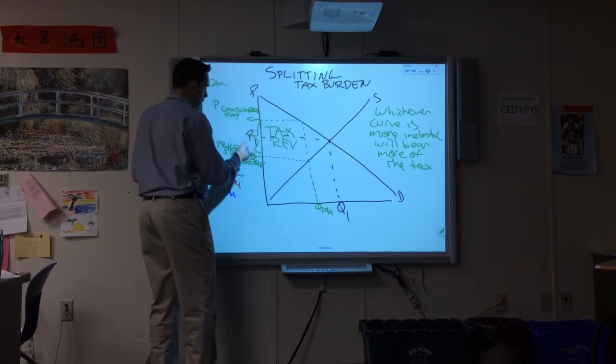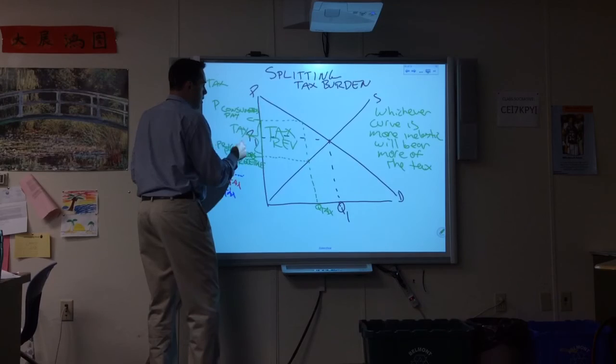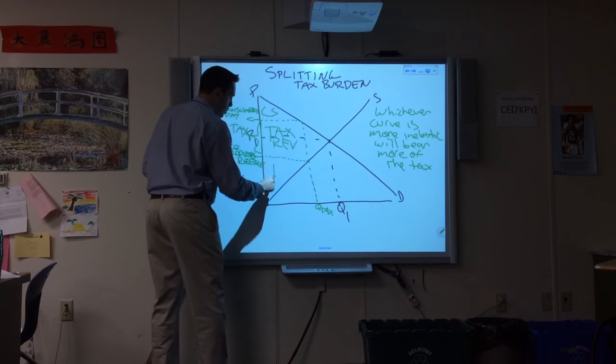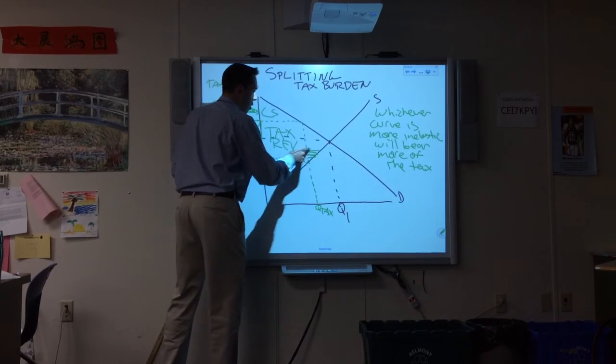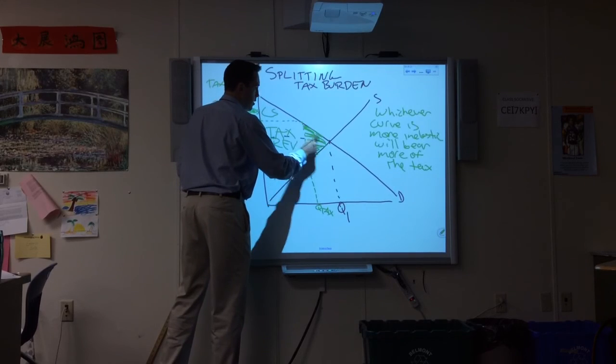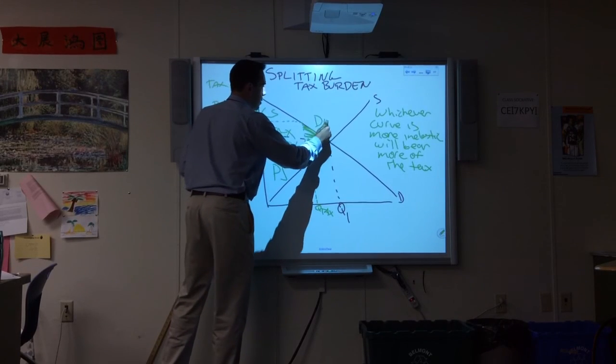Here is the amount of the tax. Here's my consumer surplus, my producer surplus, and all of this is lost surplus due to the tax. So this is my deadweight loss.